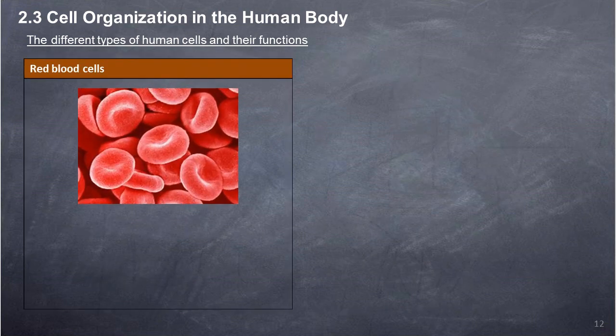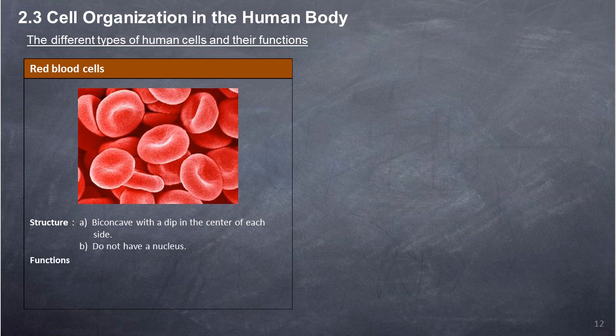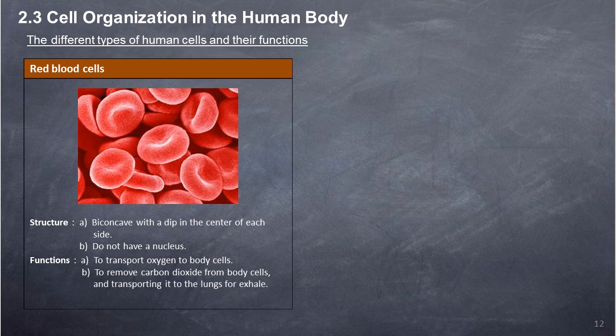Red blood cells. Structure. A. Biconcave, with a dip in the center of each side. B. Do not have a nucleus. Functions. A. To transport oxygen to body cells. B. To remove carbon dioxide from body cells, and transport it to the lungs for exhaling.